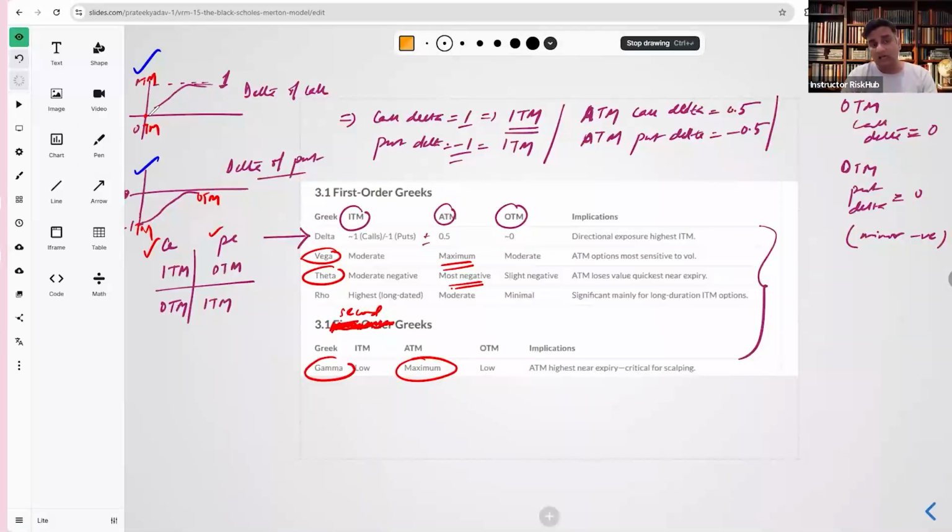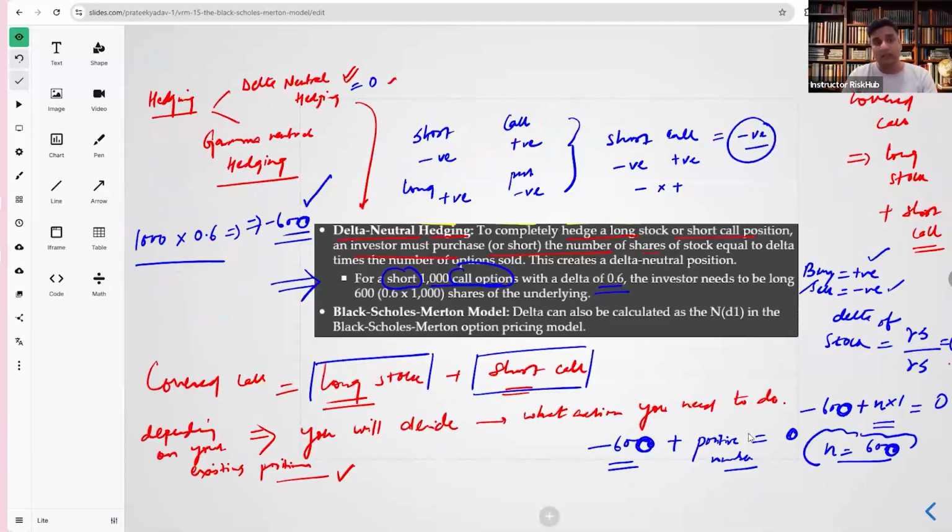See this, from OTM to ITM, delta of call goes from 0 to 1. Delta of put goes from -1 to 0, so -1 below and 0 above. You have to remember all these properties because the questions are on the properties only. Call option delta is 1 for ITM, put option delta is -1 for ITM, ATM call delta is 0.5, ATM put delta is -0.5, and OTM call delta is 0, or minor negative also. So remember these properties. These are the exam questions.